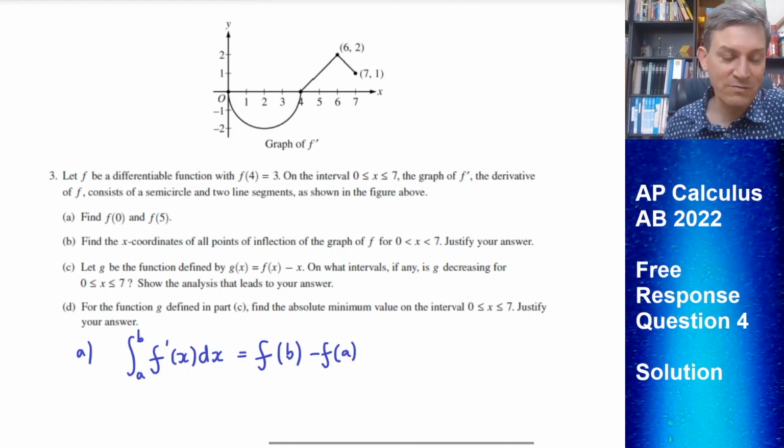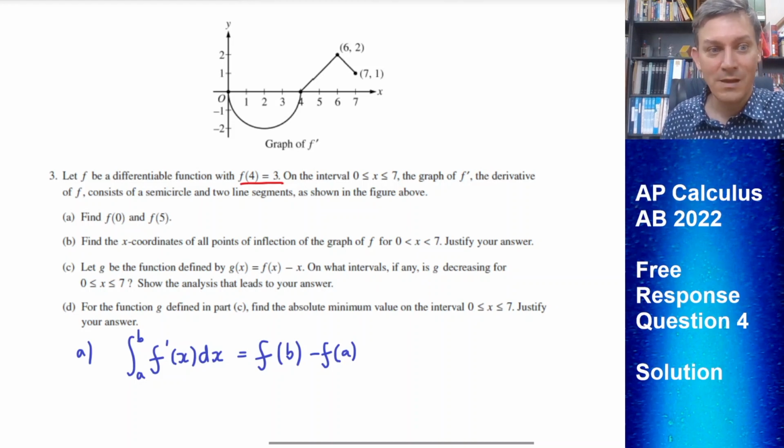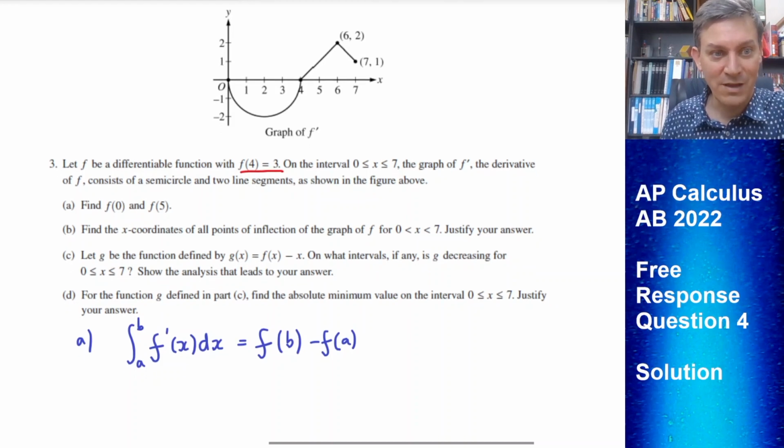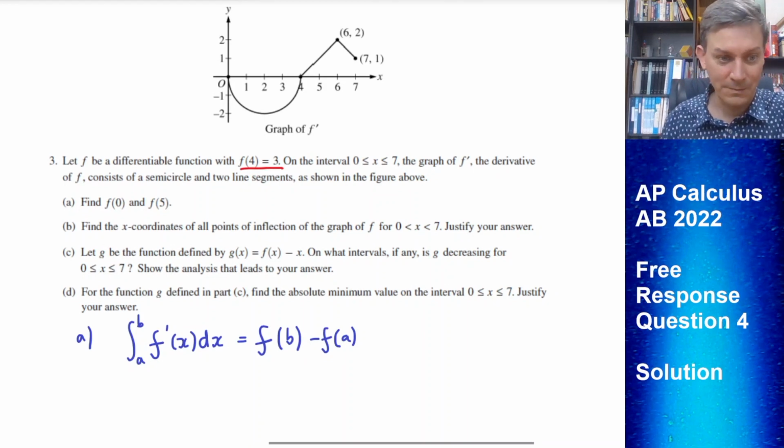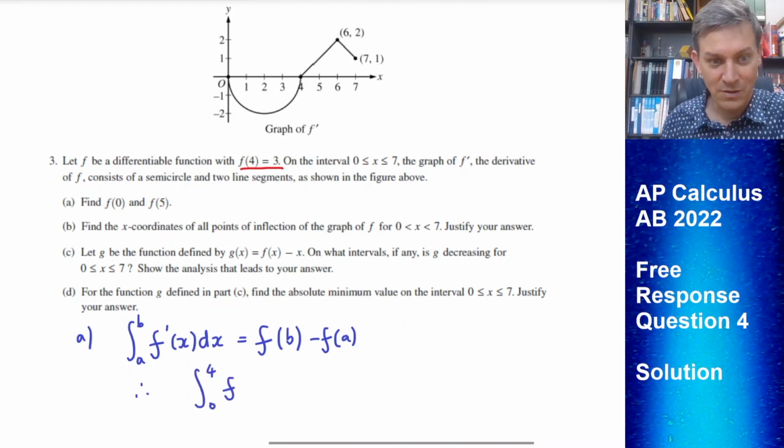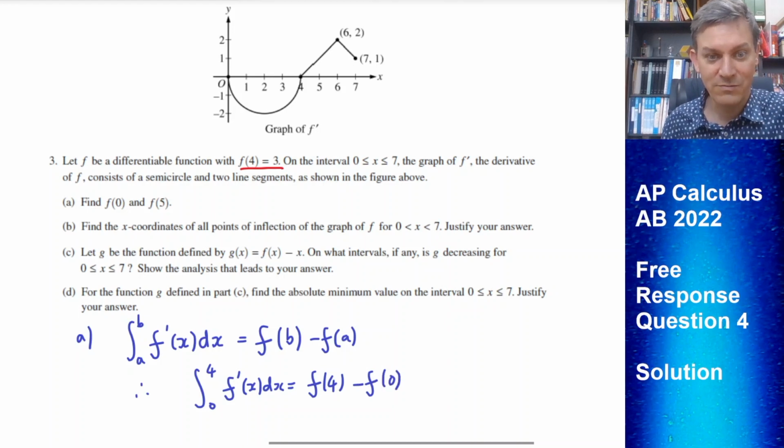Okay, and we know what the derivative f prime is, and we also know the value of f at 4. That's the only point to which we know the value of f, so that's obviously what we need to use. So now let's use that to find the values of f at 0 and 5. Okay, so therefore, let's do 0 first, so that means we want the integral from 0 to 4 of f prime of x dx. So this should be equal to f of 4 minus f of 0. So f of 0 is the thing we want to find out.